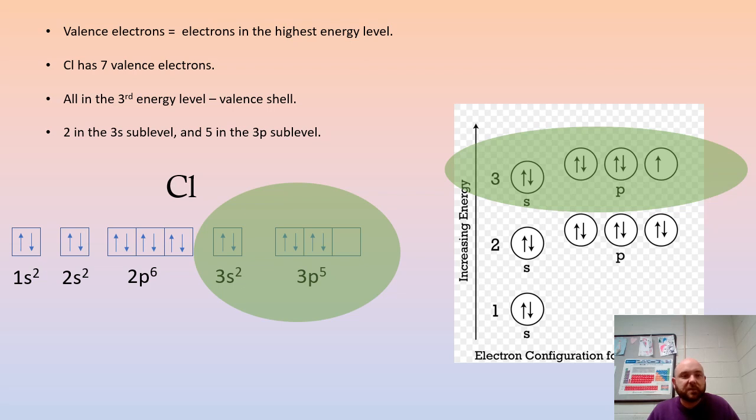Chlorine has 7 valence electrons because its highest energy level is the 3rd energy level, and we can see that it has 7 electrons in that 3rd energy level. There are 2 in the 3s sublevel, and there are 5 in the 3p sublevel. Again, giving chlorine a total of 7 electrons.